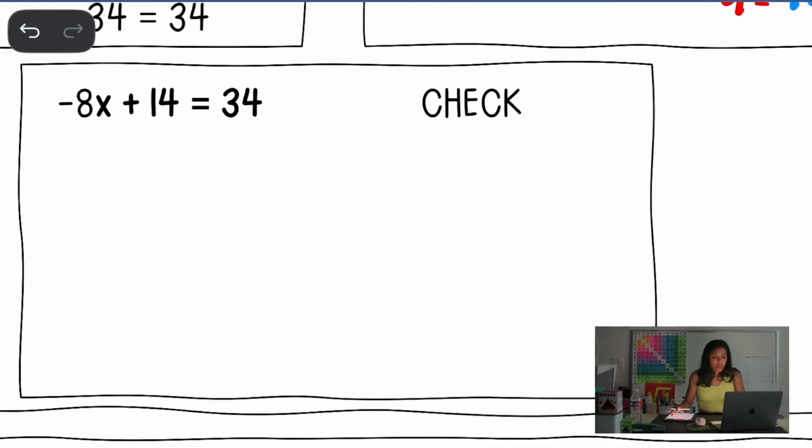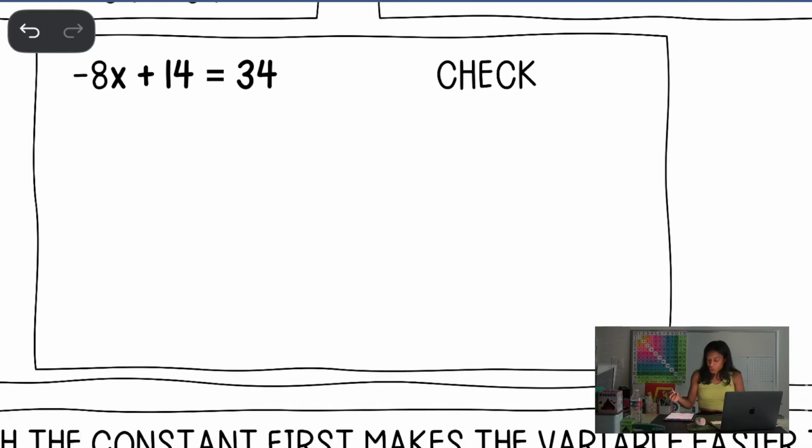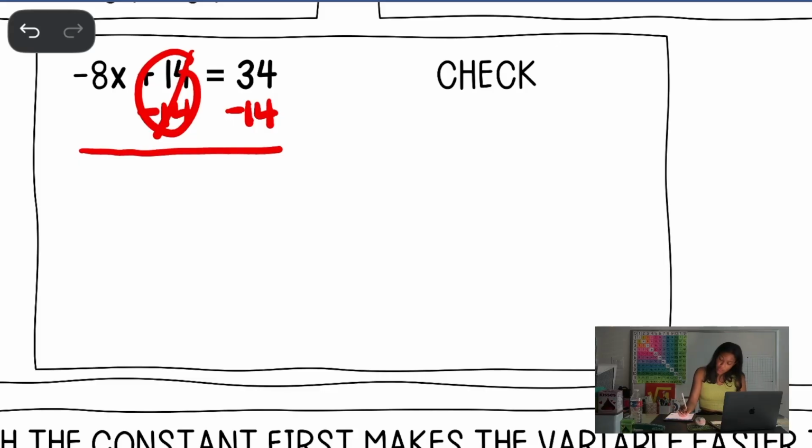Here is our next one. It says negative 8x plus 14 equals 34. All right. Starting with that zero pair, if I have 14, I need to take away 14 to get back to 0. That's good. Now we have negative 8x equals 20.